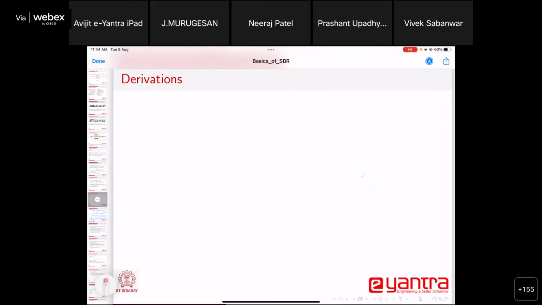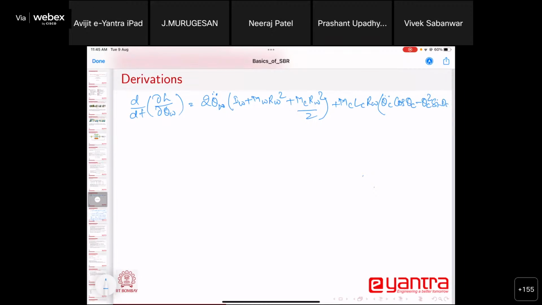Now we'll take the full derivative d by dt of del L by del theta W dot, which gives 2 theta W double dot IW plus MW RW square plus MC RW square by 2 plus MC LC RW theta C double dot cos theta C minus theta C dot square sine theta C. You can do the derivation by yourself and you will see that you get this expression. That's why I'm not showing the steps.